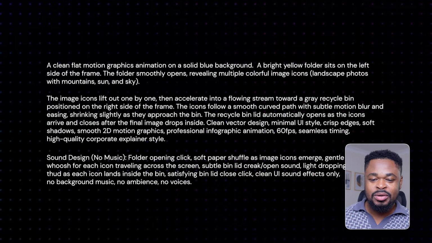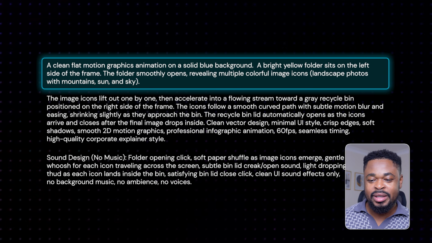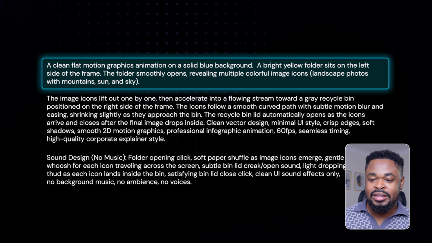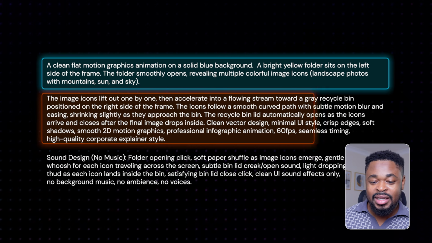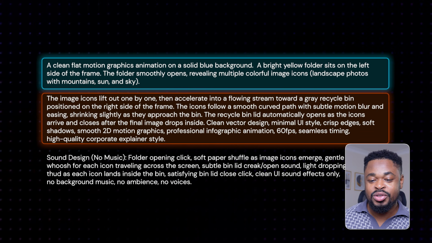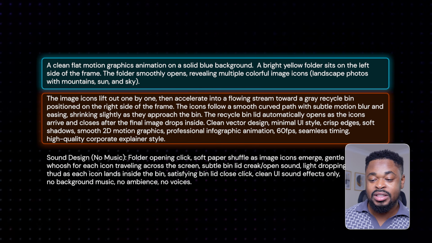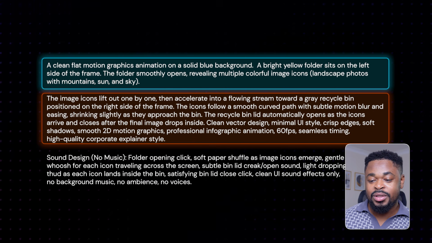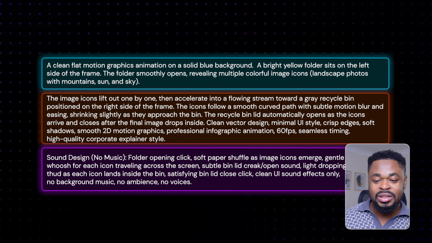So we are going to enter this prompt. It says a clean motion graphics animation on a solid blue background, and then it describes what I want the motion to look like, and then down here it describes the type of animation: smooth 2D motion graphics, professional infographic animation, 60 fps. Now this keyword is very good because that's what makes it very clean. And then the sound design.